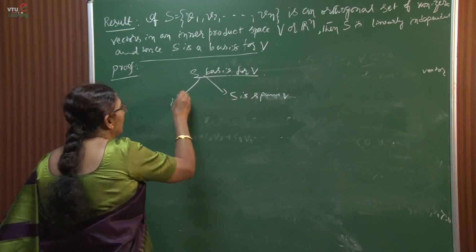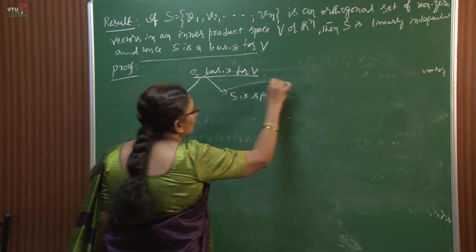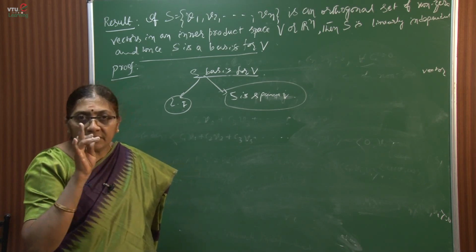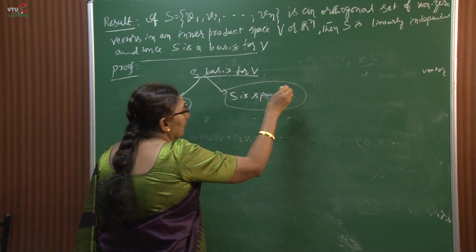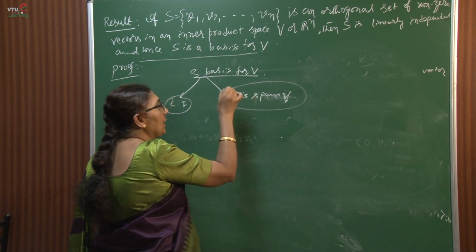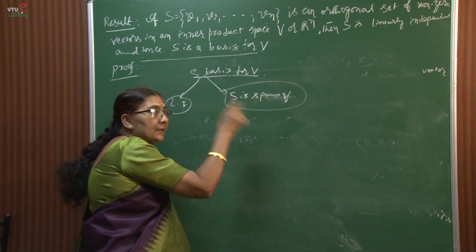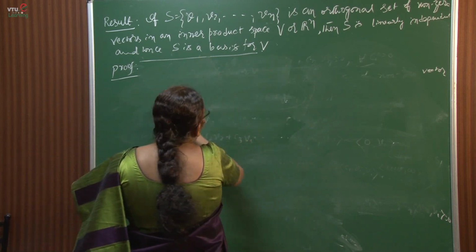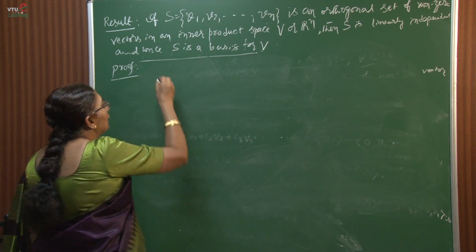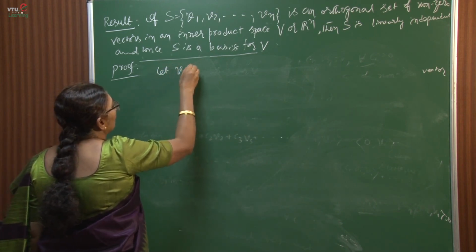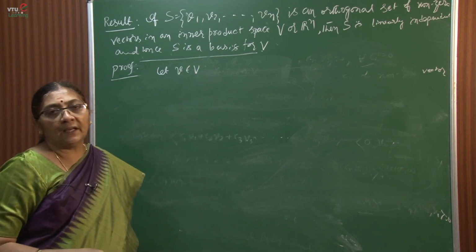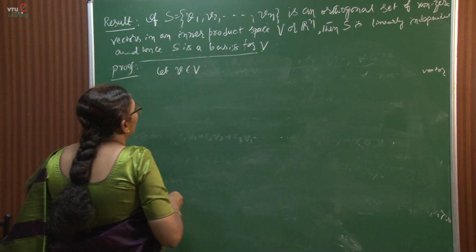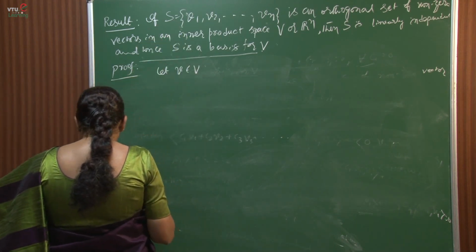We already verified that S is linearly independent. It is enough to show that S spans V. What is the meaning of S spans V? I choose any vector in V, and that vector can be written as a linear combination of vectors of S. Then we say that S spans V. Now I have to prove that S spans V. It is enough to show that for any vector, say v belongs to V, that vector can be written as a linear combination of vectors of S.